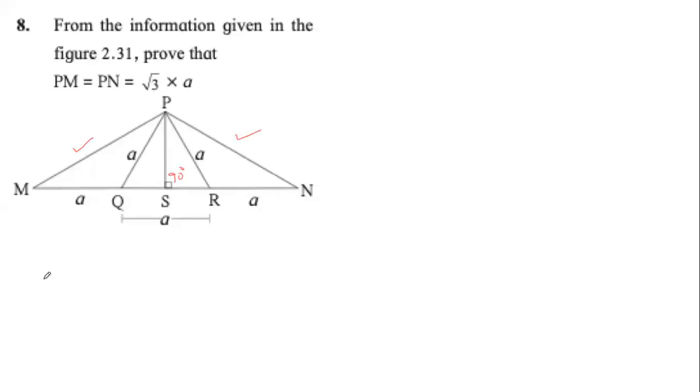So clearly, we have to start from the inside, from smaller triangles, and then we have to go out to find PM on the left hand side and to find PN on the right hand side. If you observe very, very carefully, in triangle PMR, observe triangle PMR.